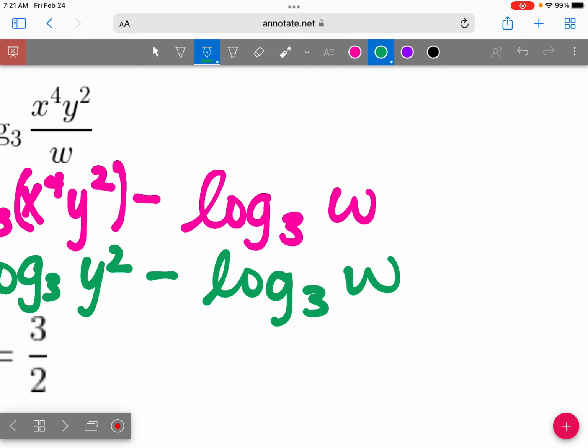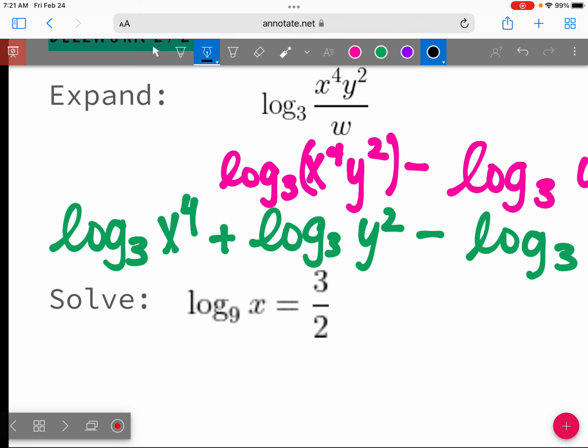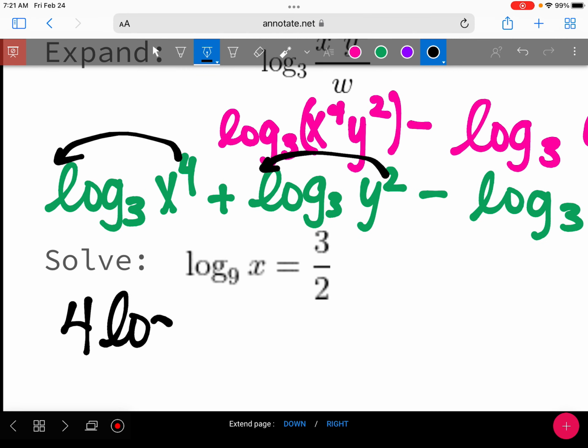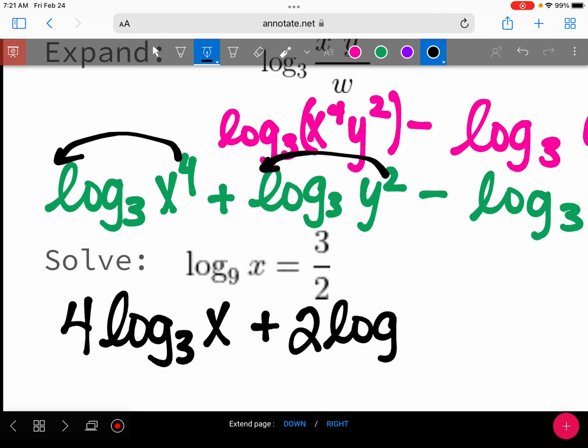And lastly, what's our last step? Powers. Yep, powers come down and become coefficients or multipliers, whatever you like to call them. So I'm going to have to write this down here because I ran out of room. Sorry about that. So 4 times log base 3 of x plus 2 times log base 3 of y.